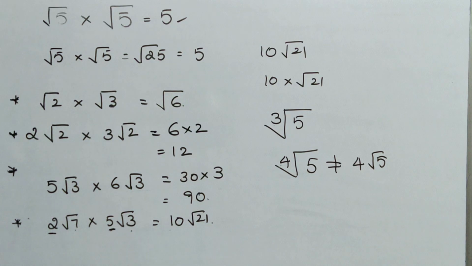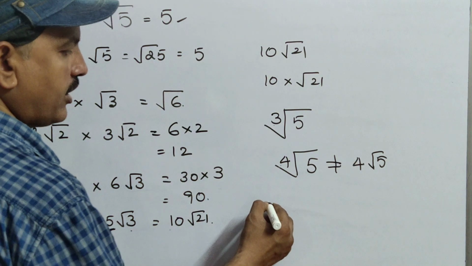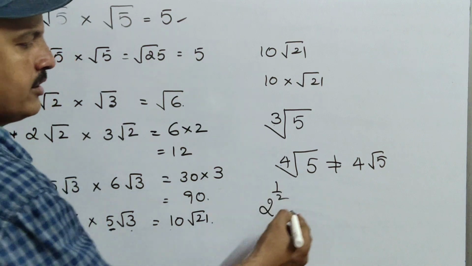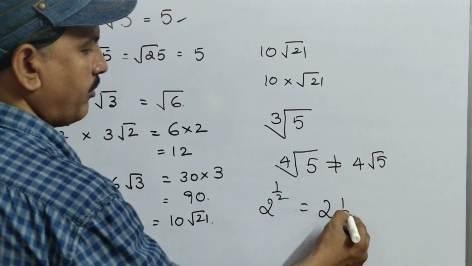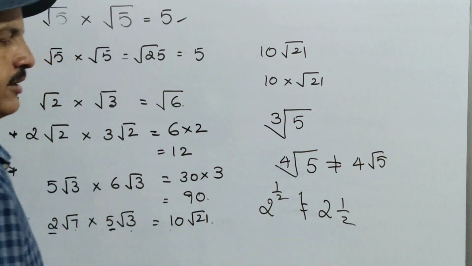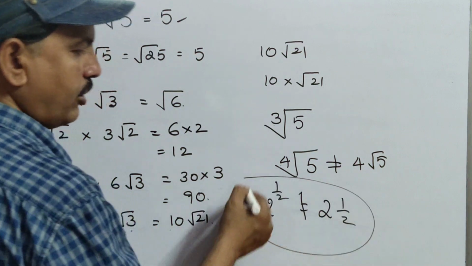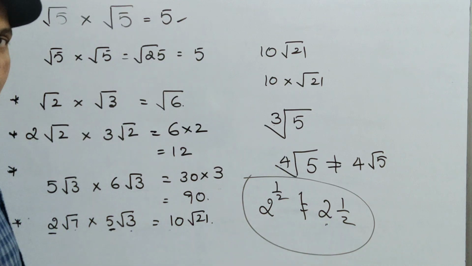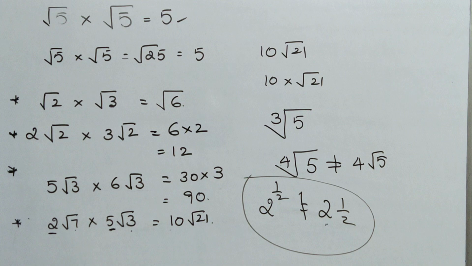Be very careful in writing, because I observed some children, even in exponents and powers, suppose 2 power 1 by 2, they write 2 1 by 2. These both are not equal, children. Both are not at all equal. The way of writing this one is entirely wrong. Is it clear? Now, I'll give 2-3 model sums so you can understand very nicely.